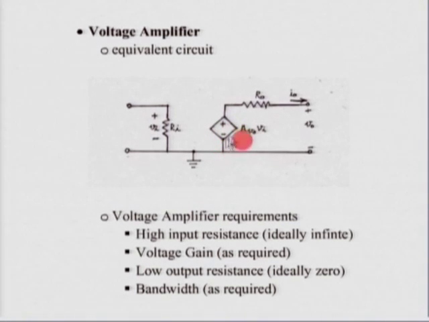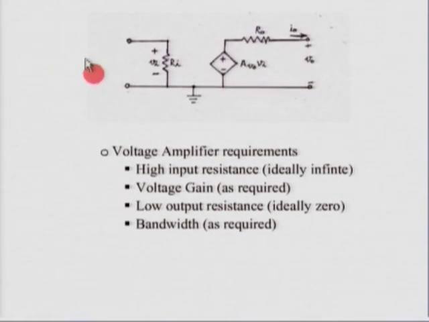On the output side, you have a controlled voltage source whose amplitude is AVO times Vi, AVO meaning the open circuit voltage gain. Being a voltage source, it is represented by its Thevenin equivalent model. So, you have the open circuit voltage in series with a resistance R naught, which is the output resistance of the amplifier. Since the voltage amplifier is the most commonly used amplifier, let us look at some of the requirements.